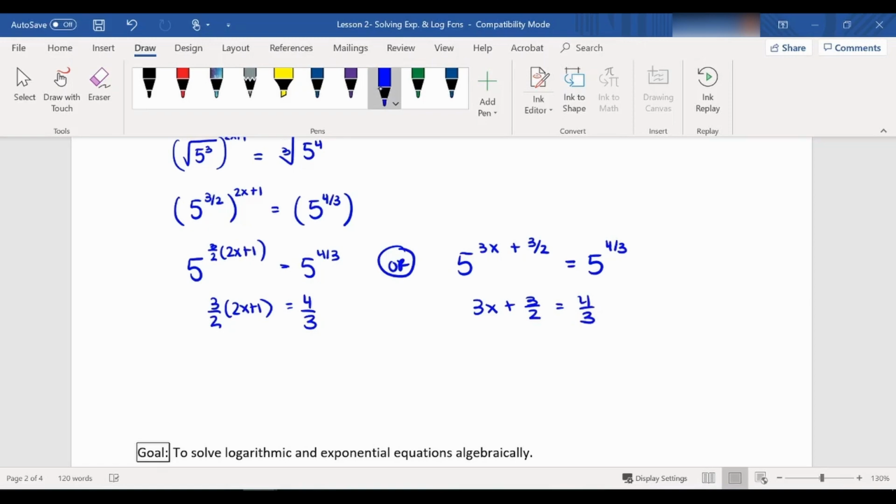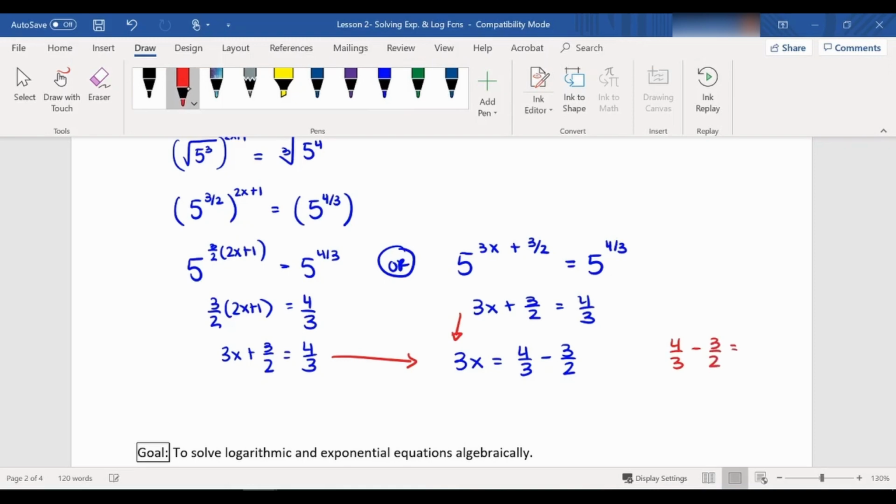So on the left side, we can multiply by 2/3, or we can expand this out. If we expand this out, we get 3x plus 3/2 equals 4/3. And then we're on the same spot on both sides here. So let's just solve these together. We are going to get 3x equals 4/3 minus 3/2. We need to figure out what 4/3 minus 3/2 is.